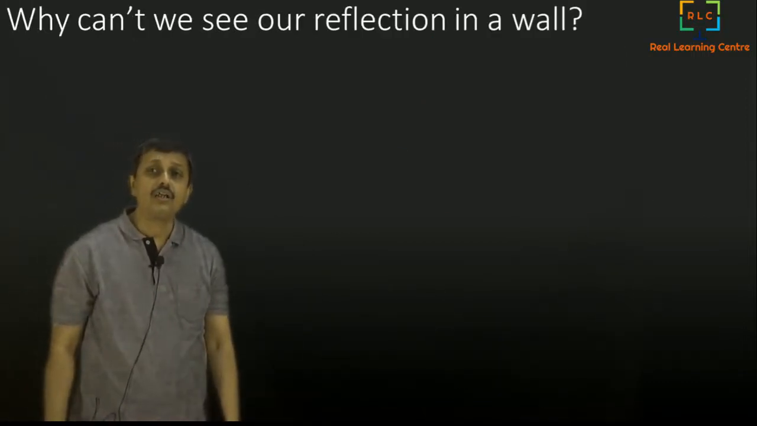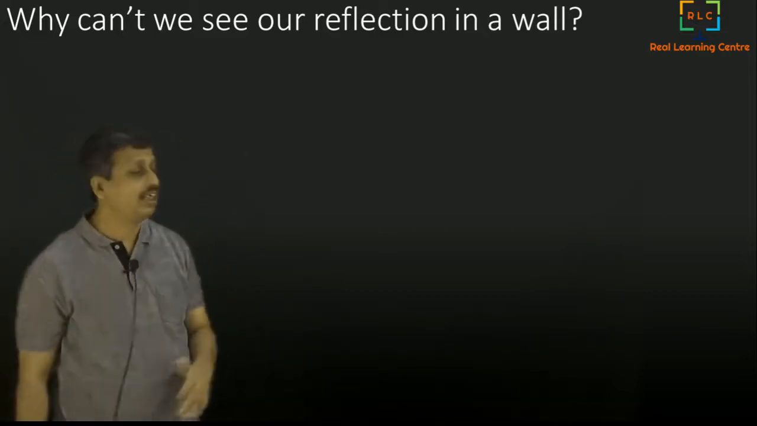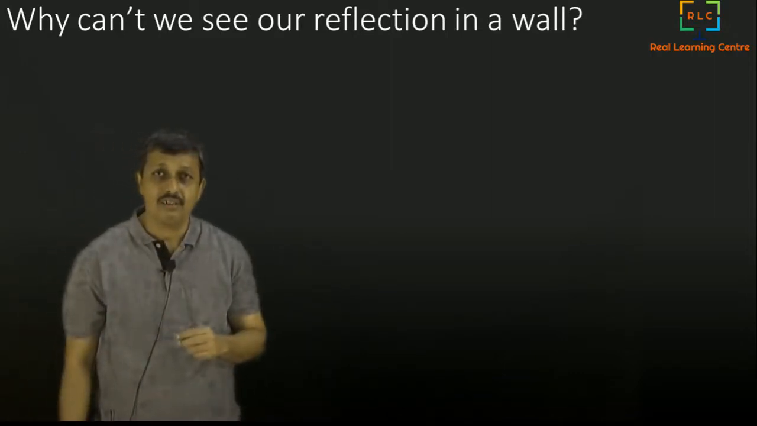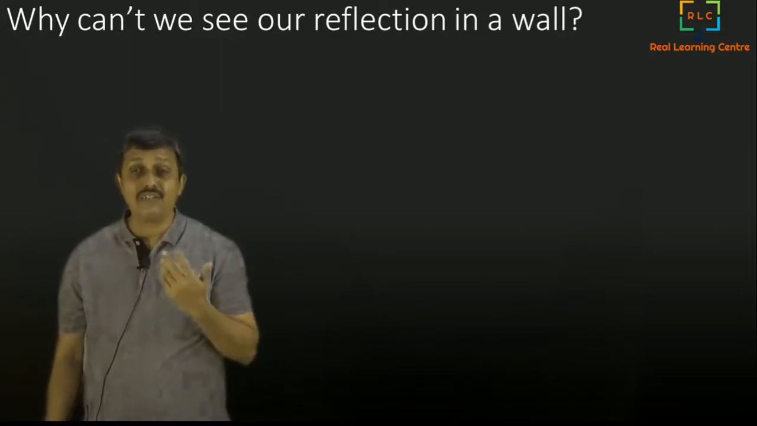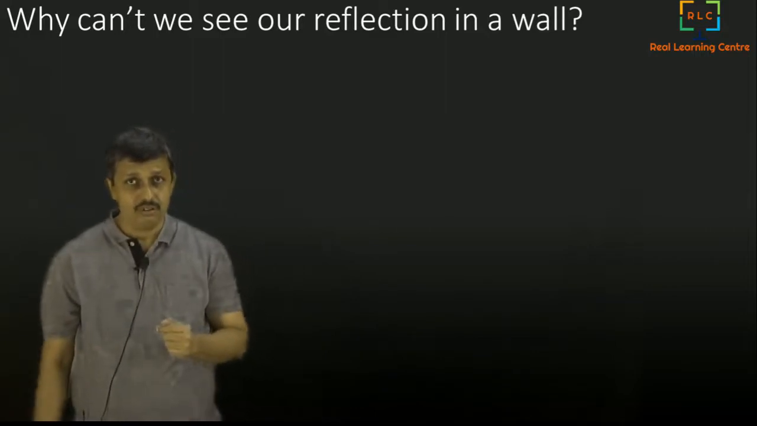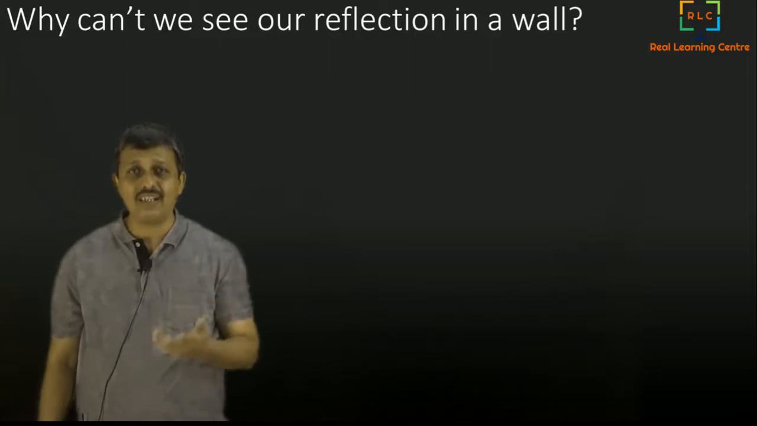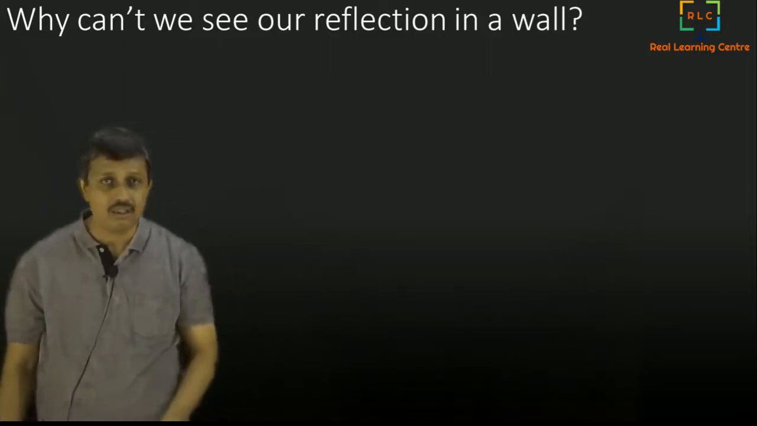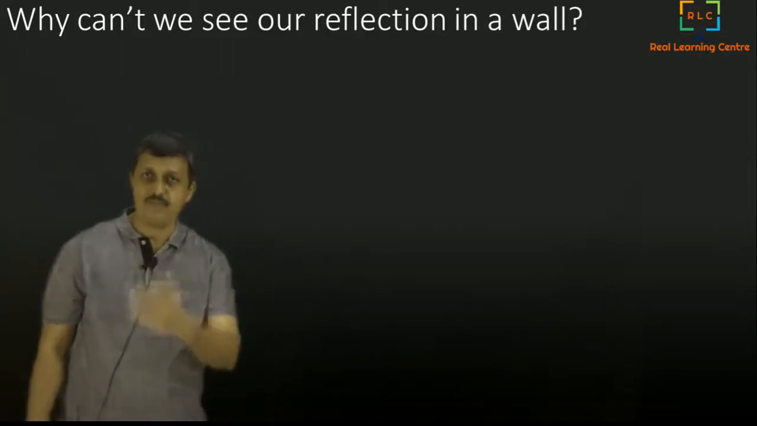So now, the first question that comes to mind is, why can't we see our reflection in a wall? We go to a mirror and see ourselves, a very polished surface, but our reflection we can't see in a wall. Why is it so? Are the laws of reflection different for the wall and different for the mirror? Not so. Laws of reflection are the same for everything.